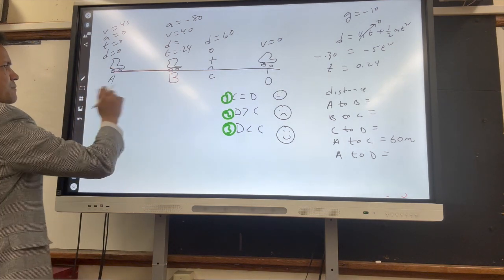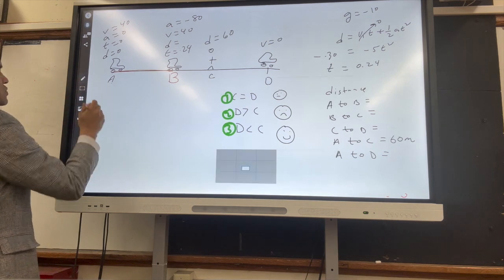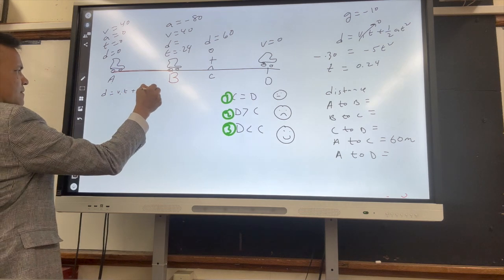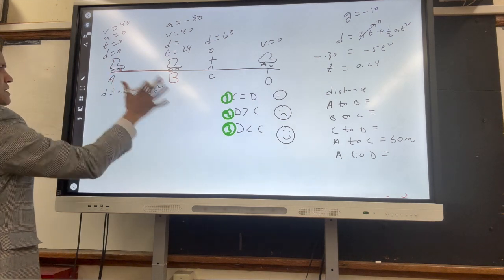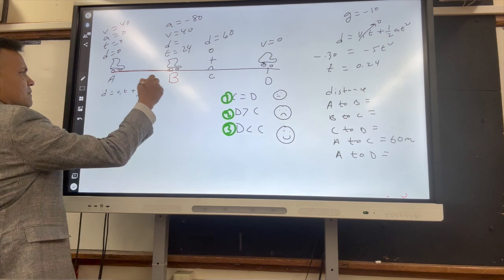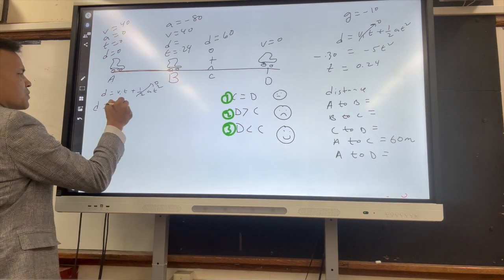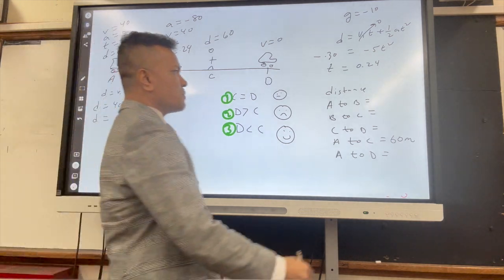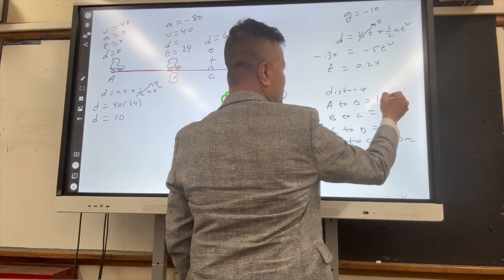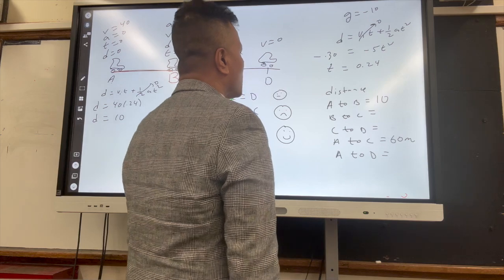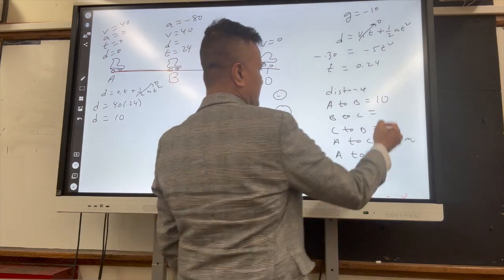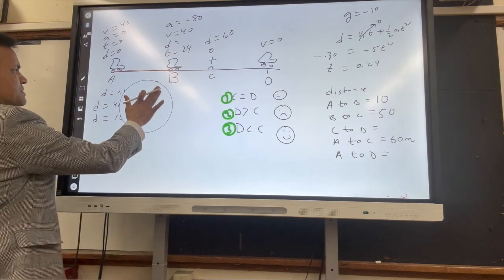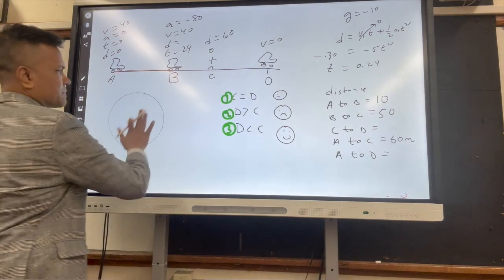This is location B. Okay, so d is equal to v_i t plus half a t squared. Acceleration is 0 because he did not hit the brake yet. So d is equal to 40 times 0.24. So d is equal to 10. So A to B, the distance is 10. Therefore, we know B to C is 50 because 60 minus 10 is 50.